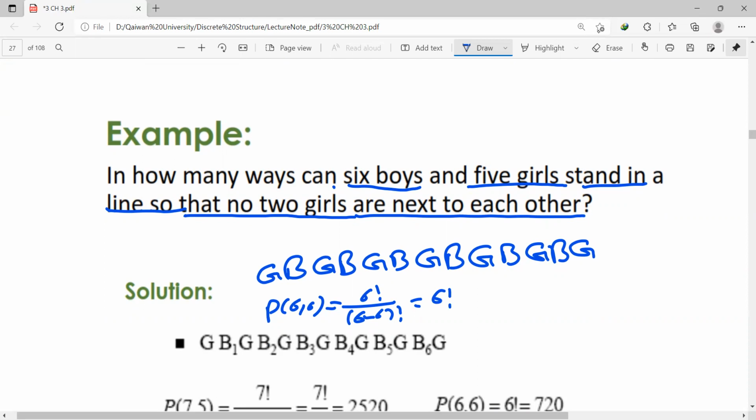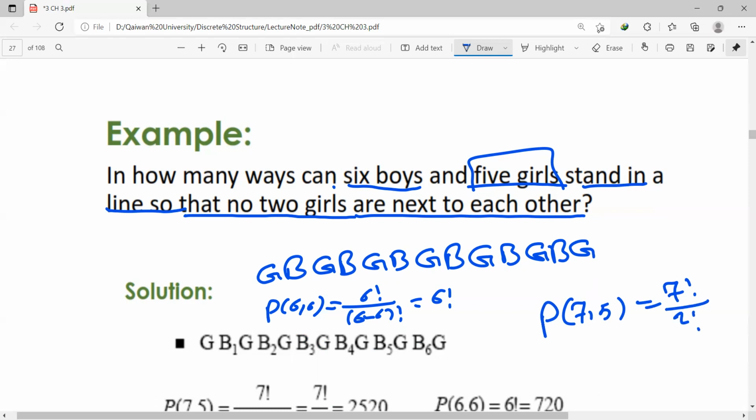For the girls, how many places do we have? 7. And how many girls do we have? 5. We have 5 girls. That means the permutation of what? 7 and 5. That is 7 factorial divided by 2 factorial.